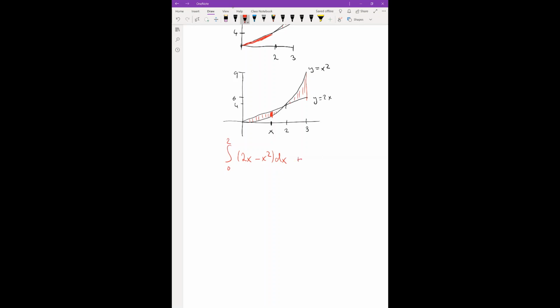Now we go between 2 and 3. So we fix an x here. Then this is the rectangular line. The length of it is the upper curve minus the lower curve, x squared minus 2x. You multiply it with dx, and you do it for all x between 2 and 3.